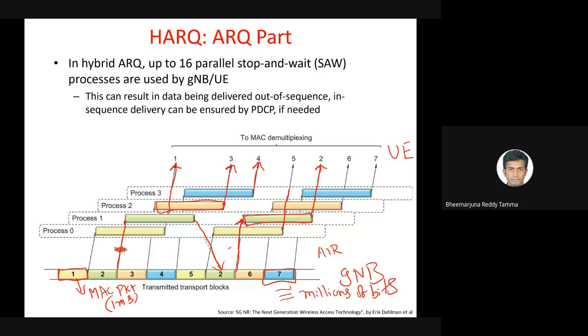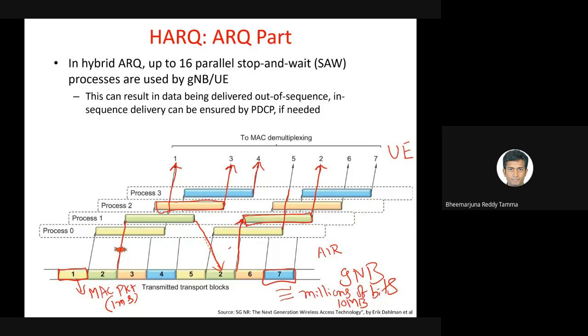What is the meaning of that? When I'm having a transport block of size, let's say 10 megabytes, and if my CRC fails, that's what the ARQ mechanism checks. After receiving the MAC packet, you check whether the CRC is a success or a failure.